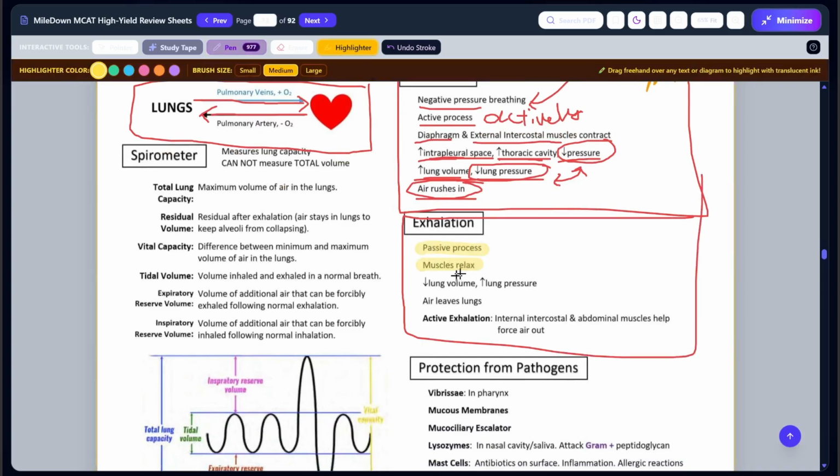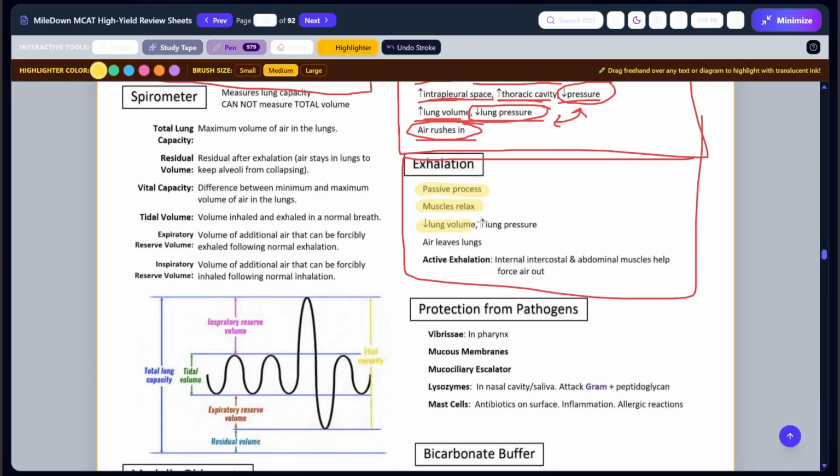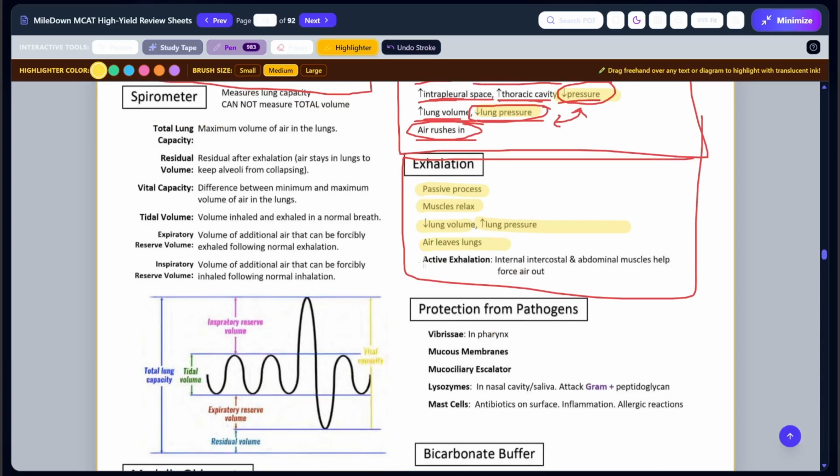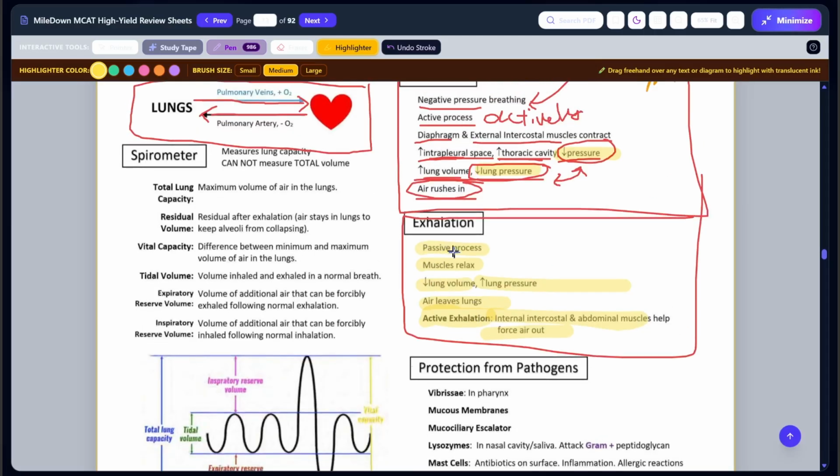As it says here, muscles relax. It lowers your lung volume, obviously, and then it increases pressure, so the opposite of what inhalation does. And then air leaves the lungs. There's also such a thing as active exhalation, where you use your muscles to help you force air out. So it is generally passive, but there's an active process.